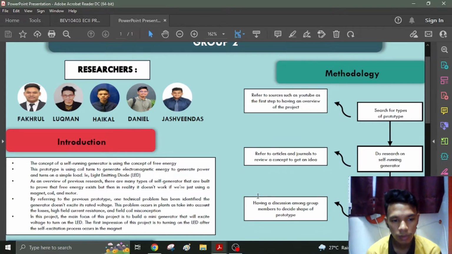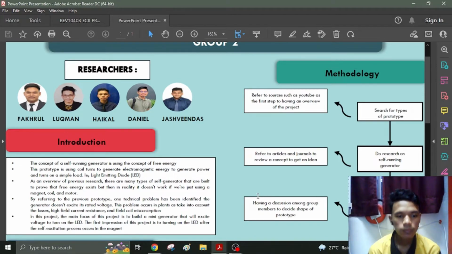As an overview of previous research, there are many types of self-generators that are built to prove that free energy exists. But in reality, it doesn't work if we are just using a magnet, coil and motor. By referring to the previous prototype, one technical problem has been identified. The generator doesn't excite its rated voltage. This problem occurs in plants as they take into account the losses, high field current resistance and field coil misconception.